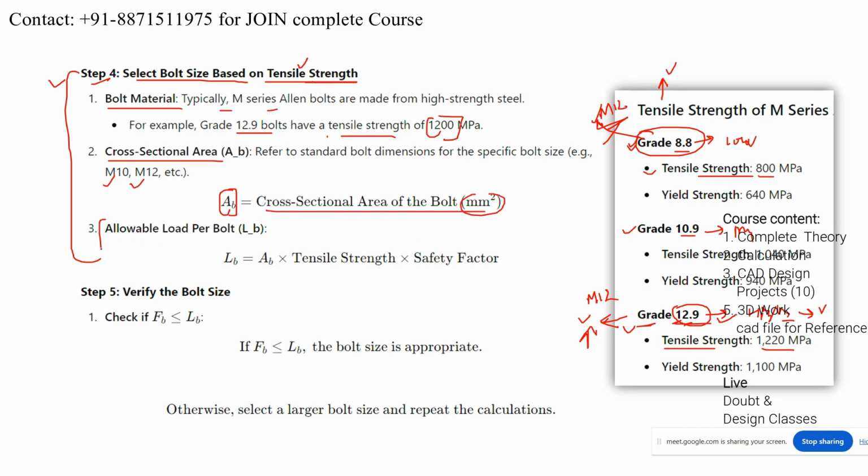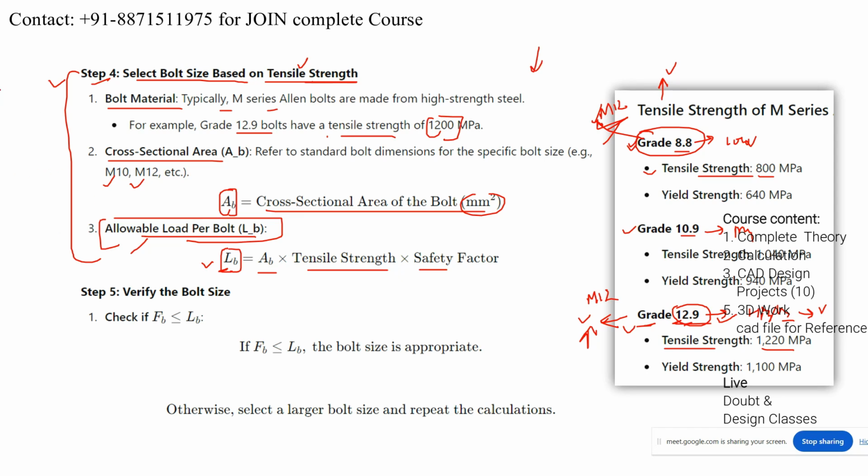Okay, so by this formula you can see this is the LB. What I am finding here right now is AB multiplied by tensile strength and multiplied by factor of safety also. So what I am calculating here is LB, the allowable load per bolt, that is how much load you can apply on a single bolt. Is it clear?